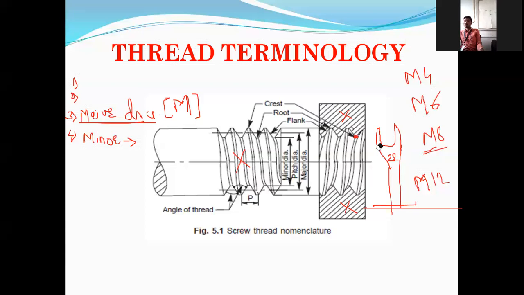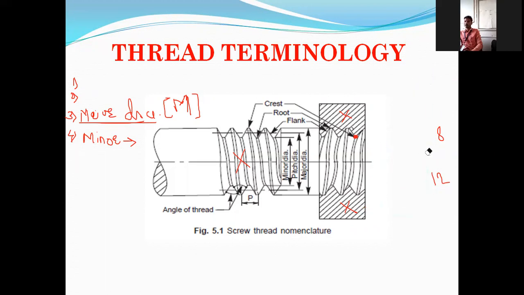Have you seen a spanner? Suppose 20, 22, 10, 12 or something. With that we can tighten or loosen. That diameter is nothing but this diameter. What is that 22? What is that 20? What is that 16, 18, whatever? It is nothing but this. So that we have to remember here. A series is there for this, and according to that, it is there.